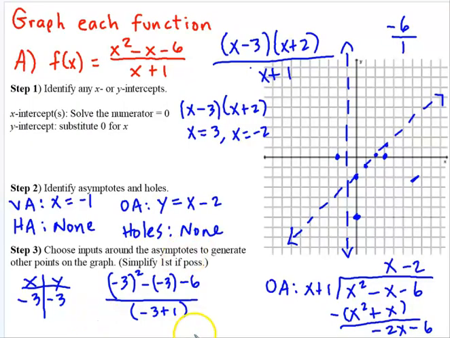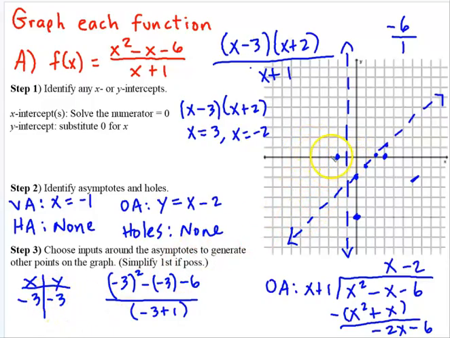I got a question. Yes, sir. Why do you plug in negative? I'm just trying to find out what happens to this graph on the left of the vertical. And so that means choosing x's that go this way. And I already have -2. So I want to know, okay, well, what happens at -3? So we're basically focused on the left side of that vertical asymptote.